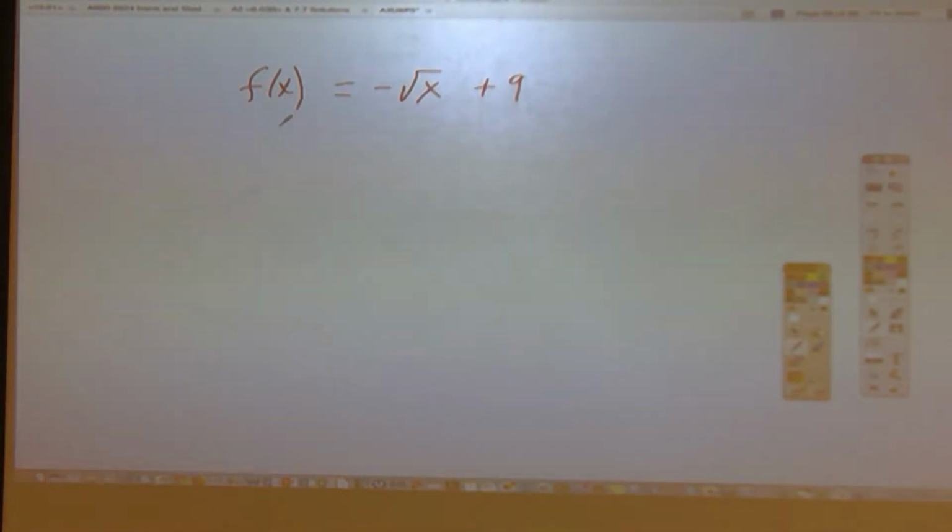Reflection over x, up 9. Those are the transformations. Reflect over the x axis. Shift up 9.